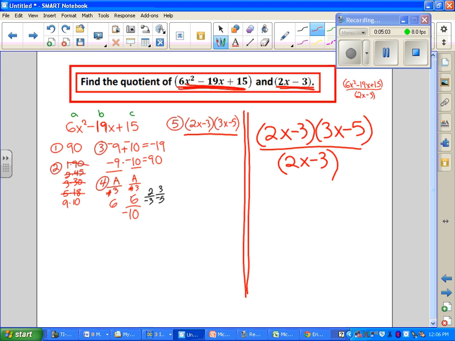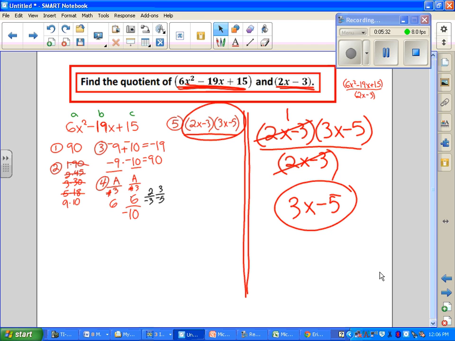I factor the 6x squared minus 19x plus 15, and when I factor it, I get this as my answer. Then I can divide it by 2x minus 3. The easy part is once I have this all set up, dividing is just crossing out what they have in common. 2x minus 3 divided by 2x minus 3 equals 1, which cancels it out, because 1 times 3x minus 5 is 3x minus 5. So you can skip the times 1 step. It's entirely up to you, but that's the answer I'm looking for.